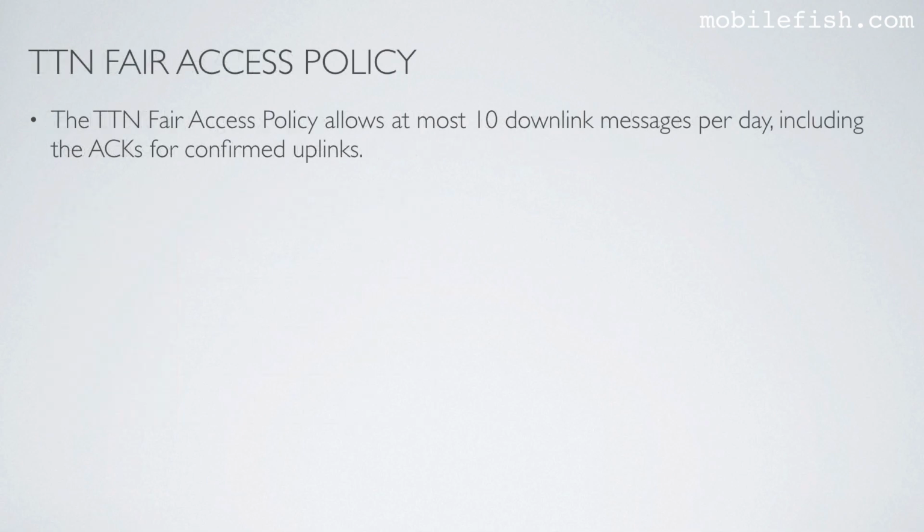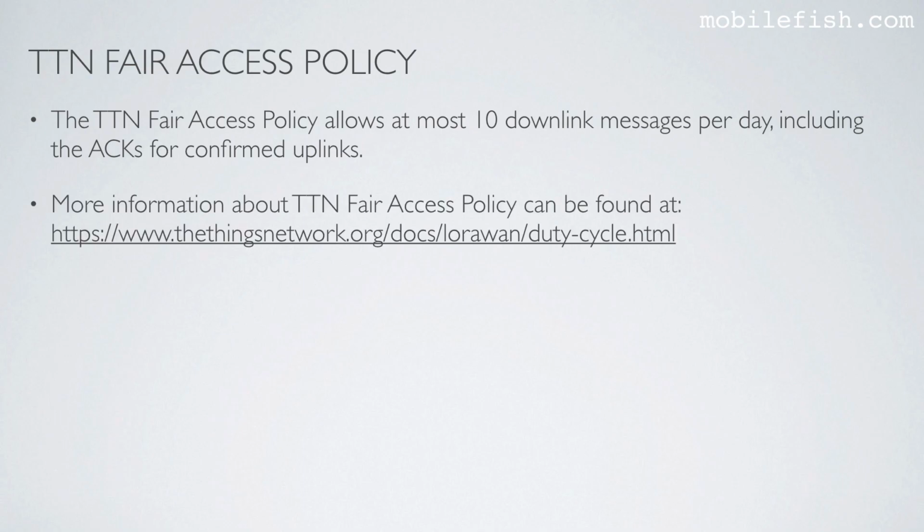The Things Network Fair Access Policy allows at most 10 downlink messages per day, including the acknowledgments for confirmed uplinks. More information about the Things Network Fair Access Policy can be found at this location.